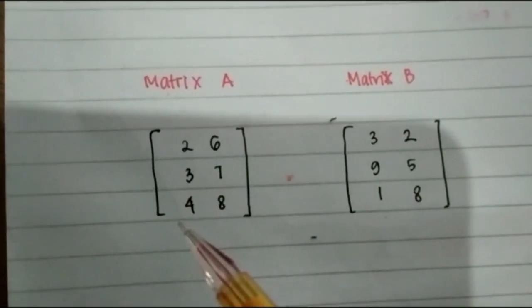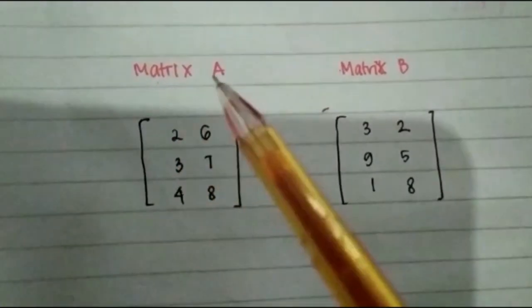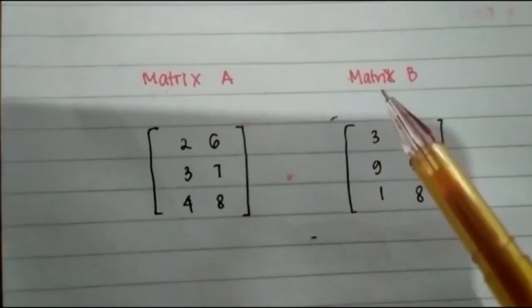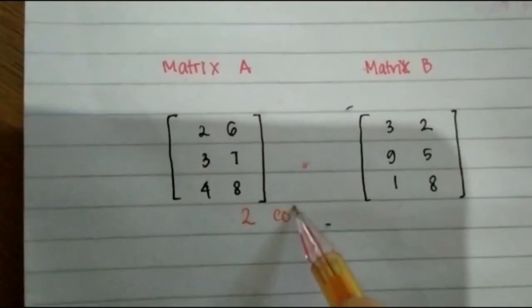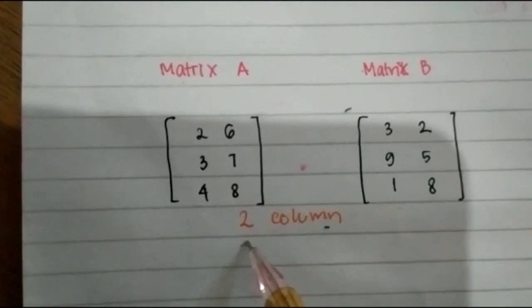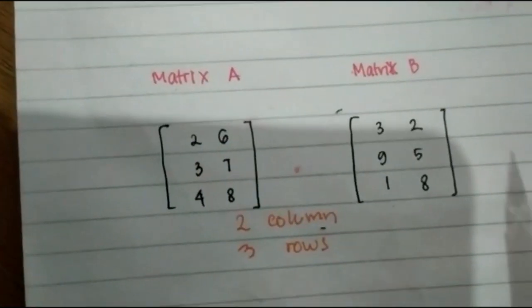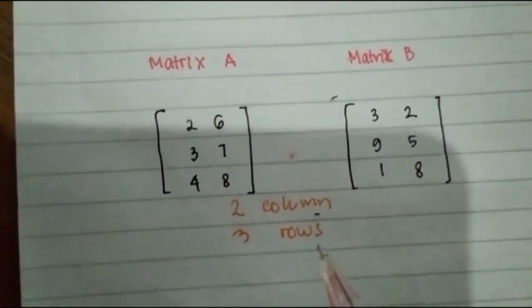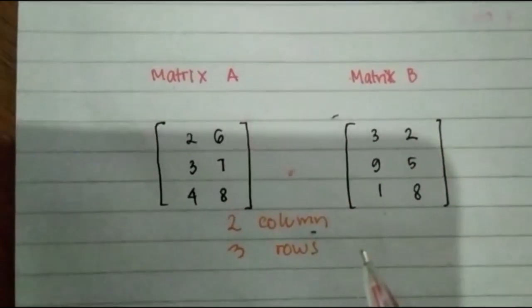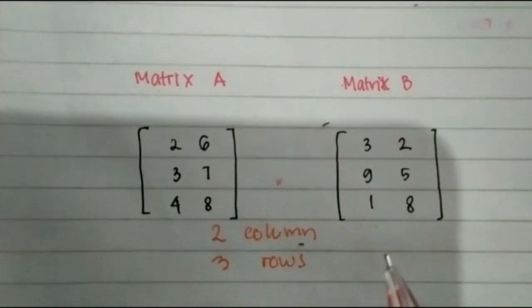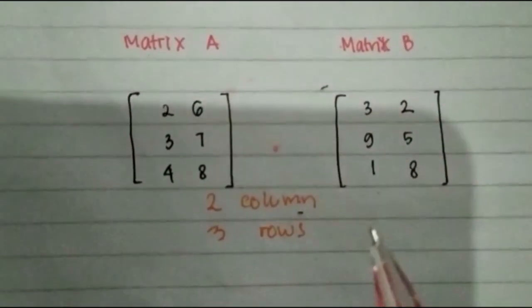So let's try the other example. In here, I have a matrix A and matrix B. Matrix A and matrix B have the same numbers, 2 columns and 3 rows. In this section, matrices A and B cannot be multiplied together because the number of columns in A does not equal the number of rows in B. In this case, the multiplication of these two matrices isn't defined.